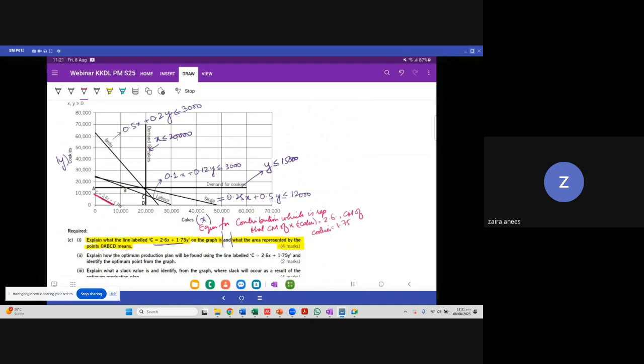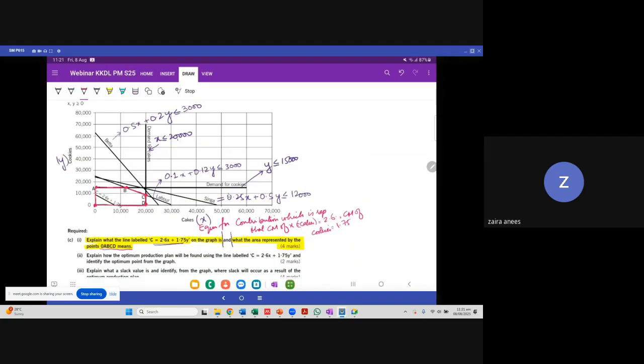You need to identify it, right? And what is the area represented by OABCD? Now, what is this area OABCD? This is point A, this is point B, this is point C, and this is point D, and this is probably O. So what is represented by this area?